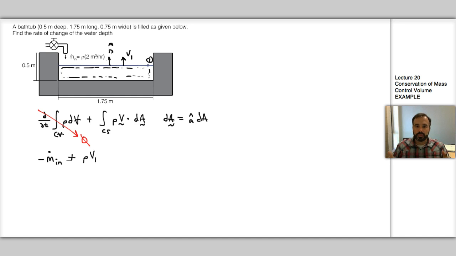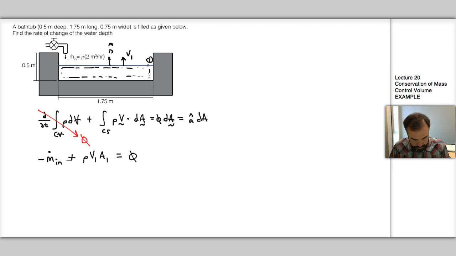And because we don't have any information about the spatial variation in v1, and the area is fixed, we can say that this is simply v1 times the area A1, and our differential area is the entire bathtub surface. So now we've simplified that into rho v1 A1, and that's going to equal 0.